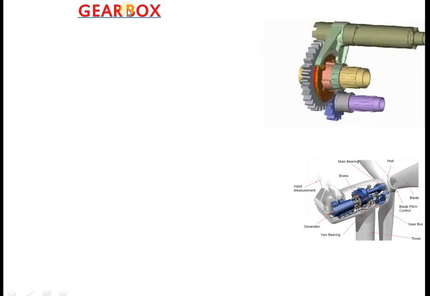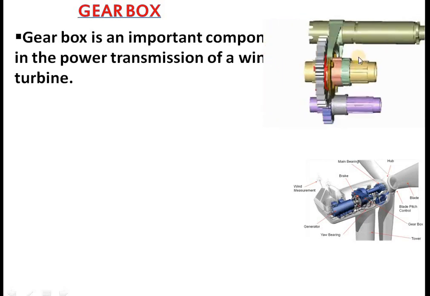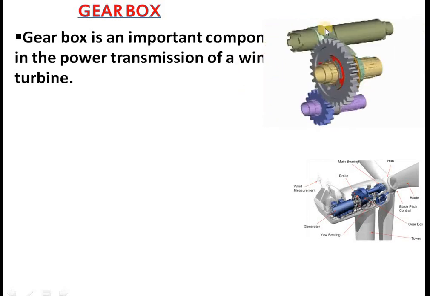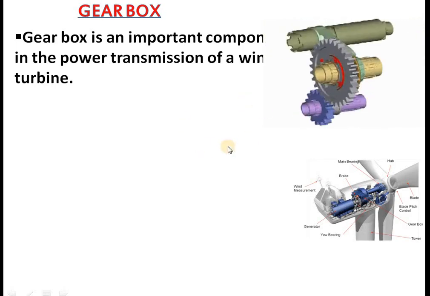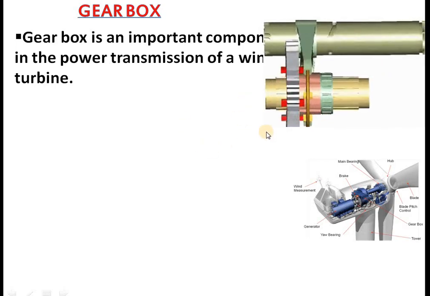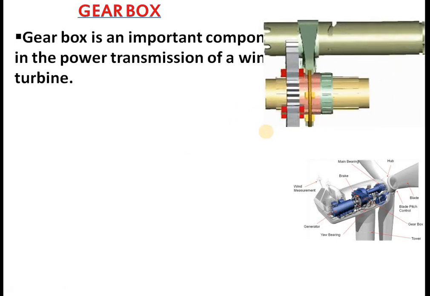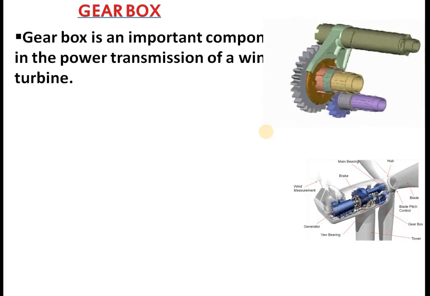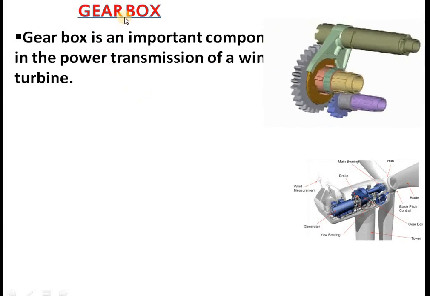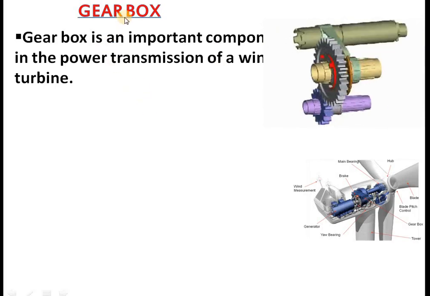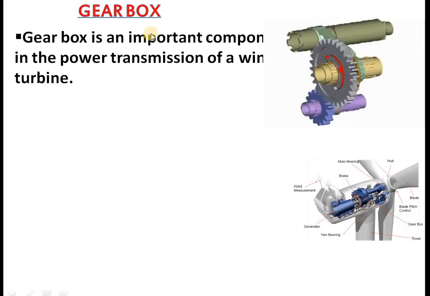A gearbox is used actually. You can see that in a windmill the blades are rotating very slowly. That slow motion is not enough to rotate a generator. The generator should rotate very fast for current to be generated. If you rotate it at low speed, current cannot be generated. So a gearbox is a device used to convert a low rotational speed into a high rotational speed.